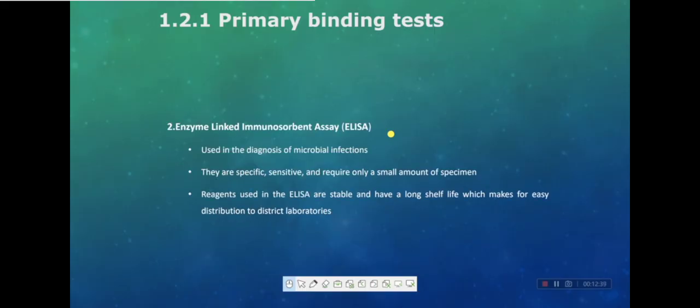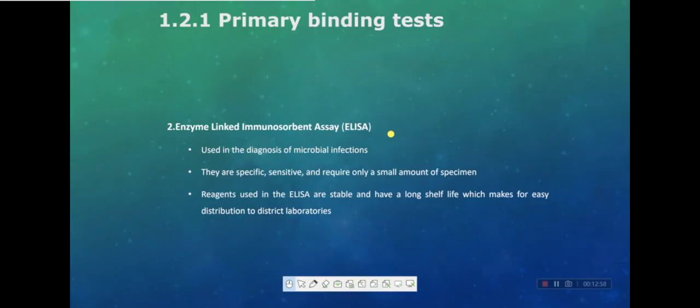Now talking about ELISA, which is enzyme linked immunosorbent assay. So ELISA techniques are becoming increasingly used in the diagnosis of microbial infections. They are specific, sensitive, and require only a small amount of specimen.